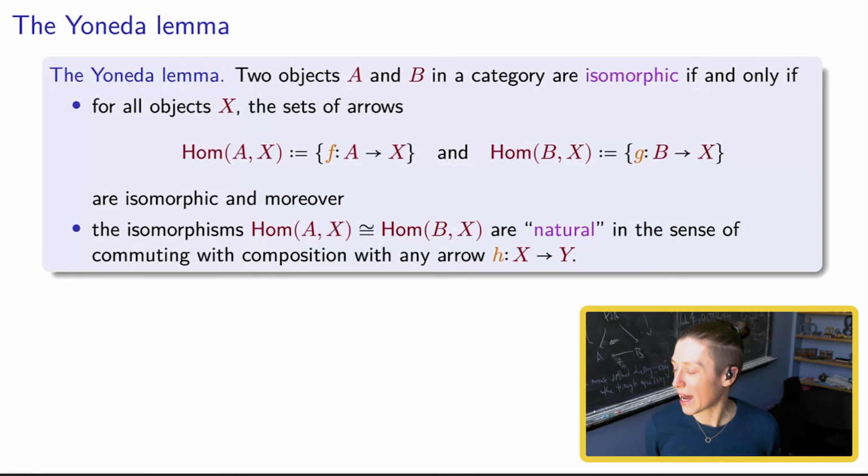And you might ask what happens if you first employ this process and then compose with an arrow H from X to Y, or first compose with the arrow H from X to Y and then employ this natural bijection. And the naturality condition says that those two operations have to agree, so that commutes. And this is made precise in the language of a natural transformation, which I won't describe here. But it's a key ingredient in the proof of the Yoneda lemma.